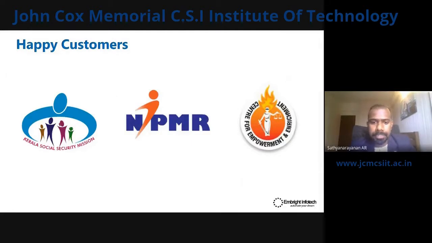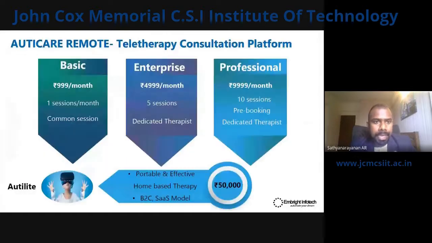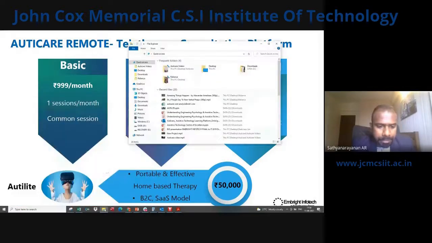and NAPIMAR. We have various versions. Now, we introduced a Teletherapy consultation platform in the COVID time. It's called AUTICARE Remote, and we provide a headgear along with it, called AUTICARE Lite. So I'll show you the video of our platform, how it is actually used effectively.